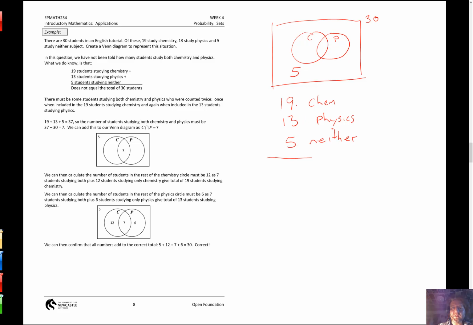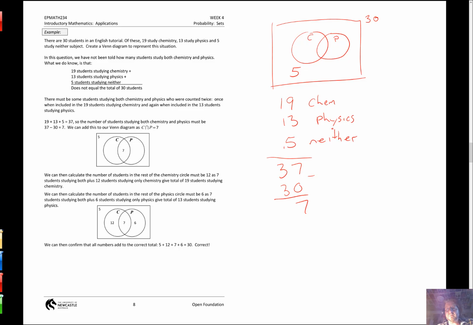The numbers we were given: 19, 13, 5. This is where you can think initially, hang on, this can't be right. It seems that way. How can there be only 30 students, but the numbers you've given me add up to 37? Clearly I've got an issue with 7 students, okay? Because I should only total 30, but they total 37. 7 students. What's that telling us?